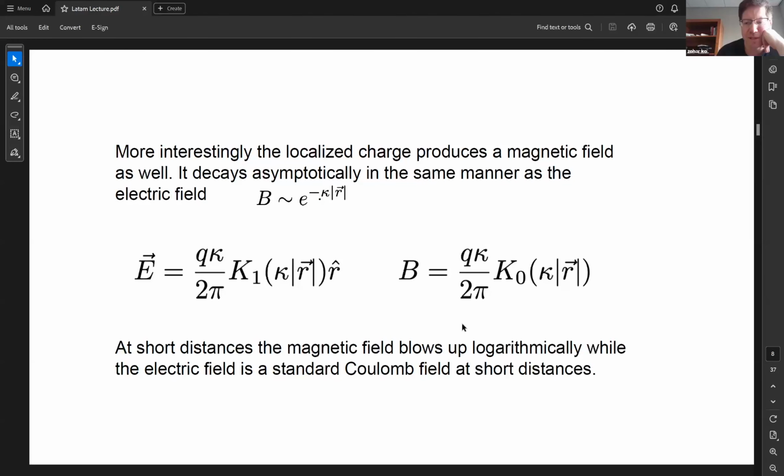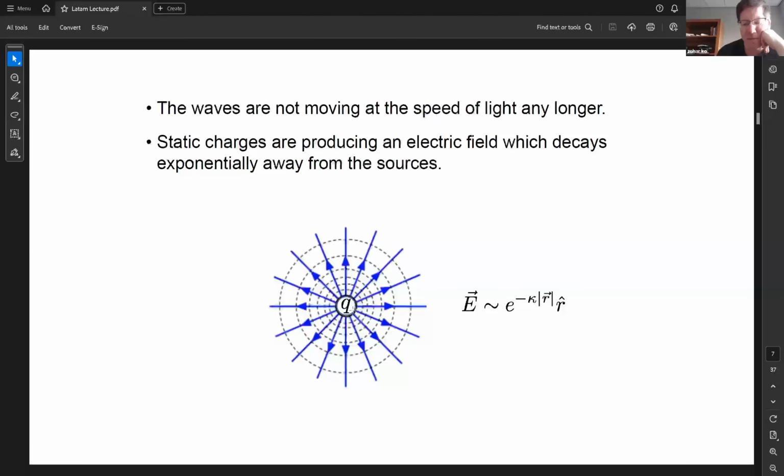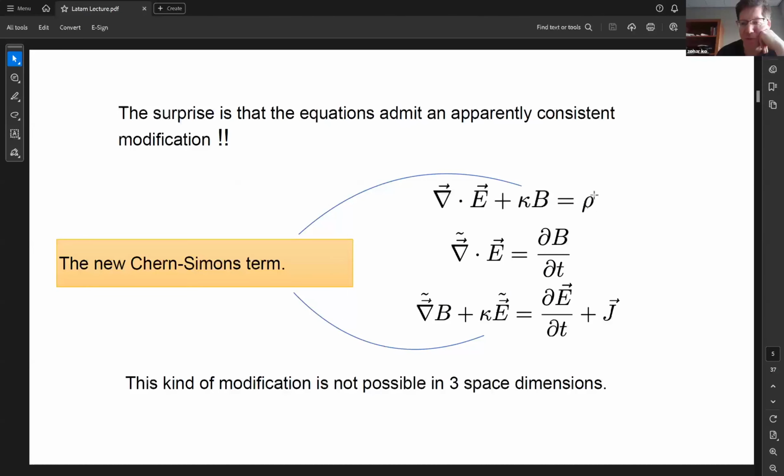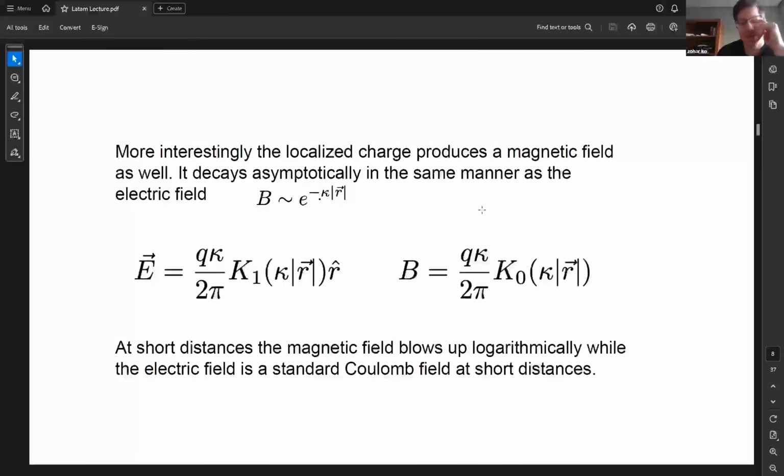An interesting fact that must not be overlooked is what happens when you put a static charge Q. In the ordinary theory of Maxwell, we get a Coulomb field, but we don't get any magnetic field, obviously, because we haven't introduced magnetic monopoles. But with the Chern-Simons interaction, you can look at these equations. You will see that when you put an electric source, you are going to source a magnetic field as well, and not just an electric field. And the magnetic field also decays exponentially away from the charge.